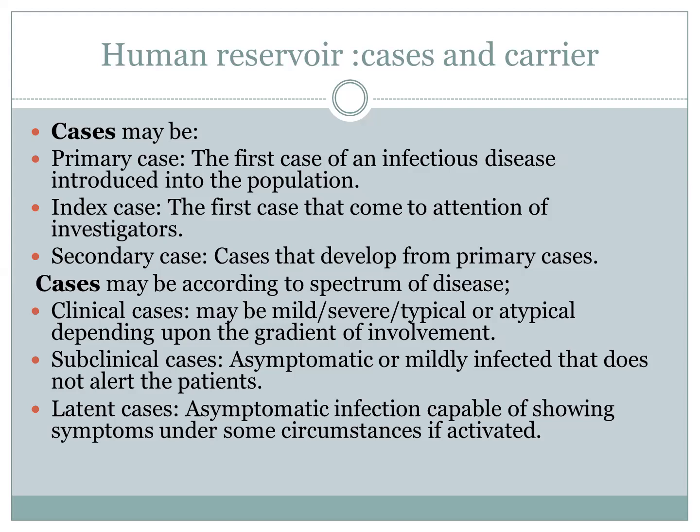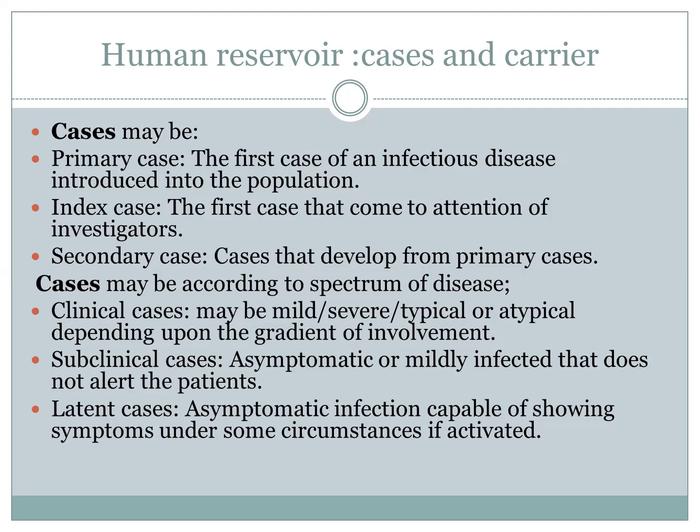Secondary cases are the cases that develop from primary cases. Then cases may also be due to spectrum of disease. It may be mild or severe, depending upon the gradient of involvement. What are the subclinical cases? Subclinical cases are those cases that are mildly infected that does not alert the patient. So the person is infected, but there are no apparent clinical signs or symptoms. So it is hard to detect the disease in that patient.